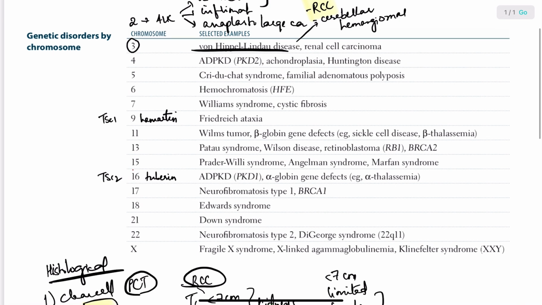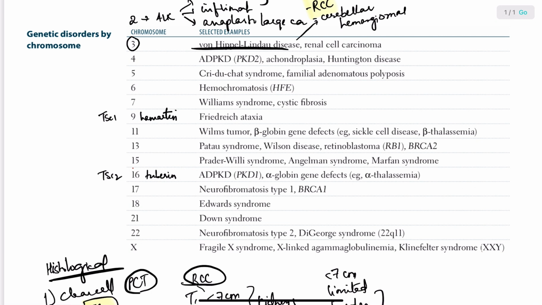The next thing we need to know is your autosomal dominant polycystic kidney disease. So it has two genes. You have PKD2 and PKD1. PKD2 is on chromosome 4 and PKD1 is on chromosome 16 again, along with the TSC2, which is tuberin, okay, along with the gene for tuberin.